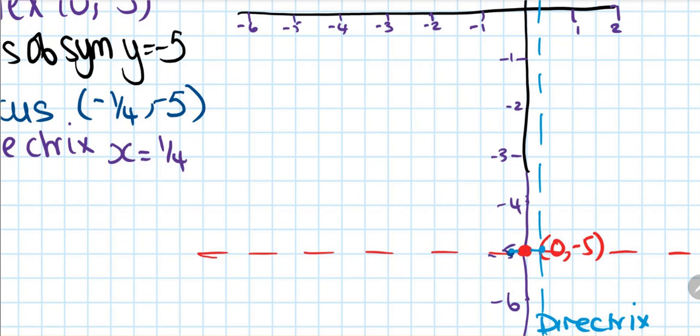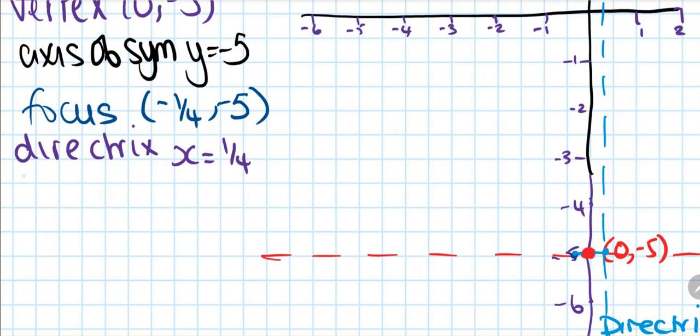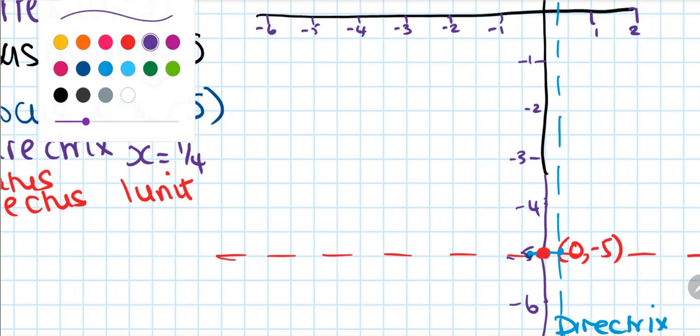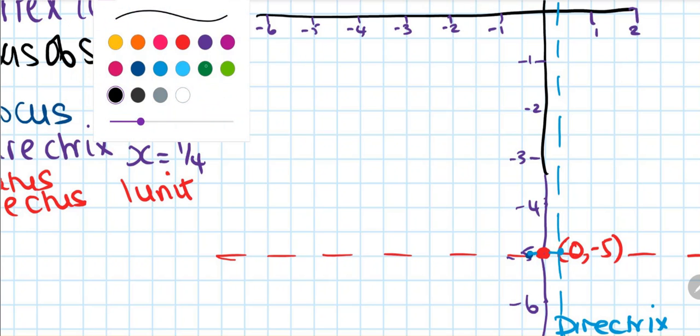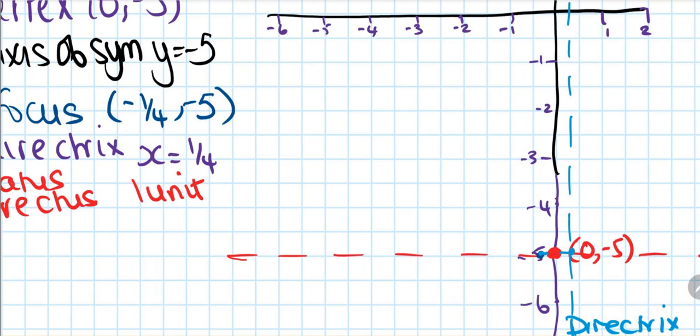So the next thing we're going to add now is our latus rectum. And we said this is 1 unit. Let's go for a different color. Right, so from the focus point, our focus point is this blue point here. And we're looking at 1 unit. If it's 1 unit, that means it's going to be half a unit either side. So this is our line for our latus rectum.